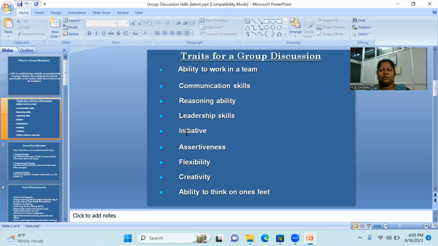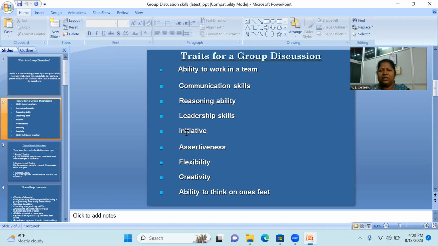One is the ability to work in a team, that is teamwork skills. The second one, communication skills, we have already discussed. The third one, reasoning ability. The fourth one, leadership skills. The fifth one, initiative. The sixth one, assertiveness. The seventh one, flexibility. Next, creativity, the ability to think on one's feet.